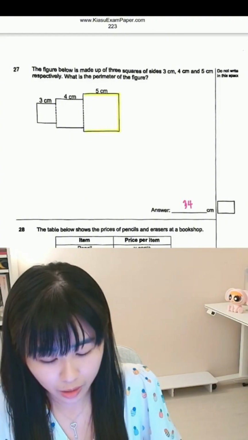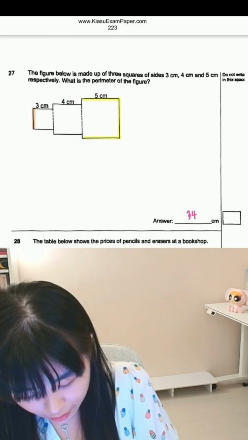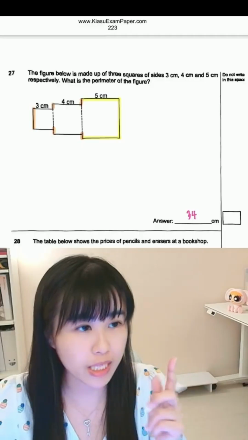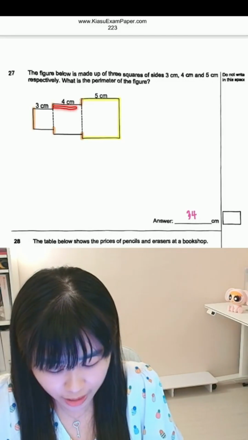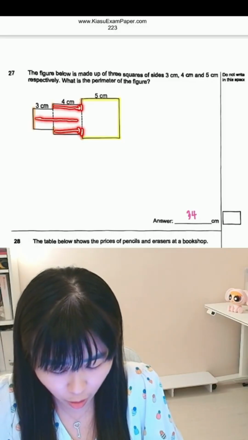Then I want you to see something. This, and this. Now, I'm going to use this technique that you all must know. Push in, push out method. If I push this in, it will be here. If I push this in, it will be here. And then I push this all the way in, it will be here.